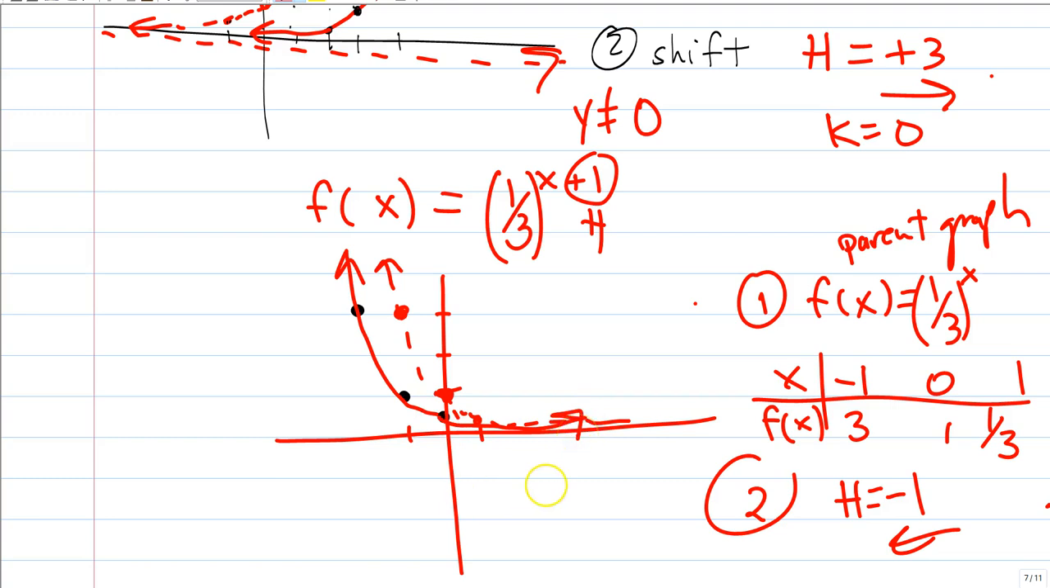Once again, asymptote does not get shifted up or down, so y just cannot equal 0. So that's it. That shouldn't be terribly complicated. Exponential functions are generally pretty easy to graph. We're going to be building on this, so make sure you knock this section out.